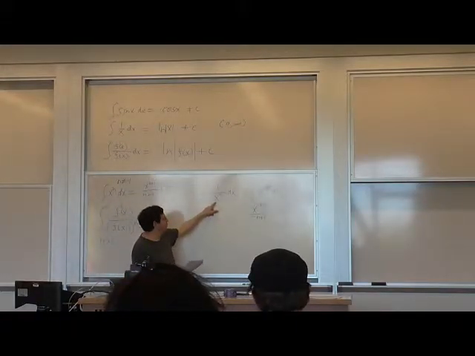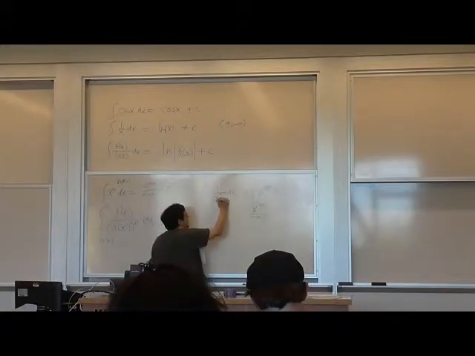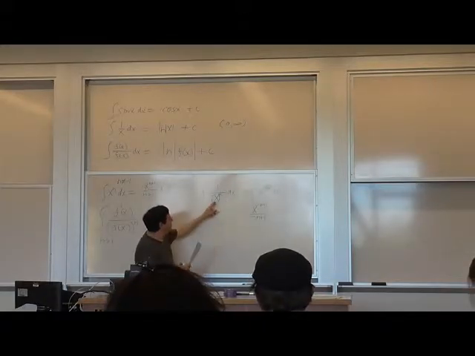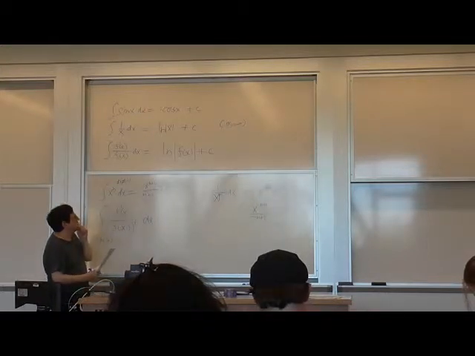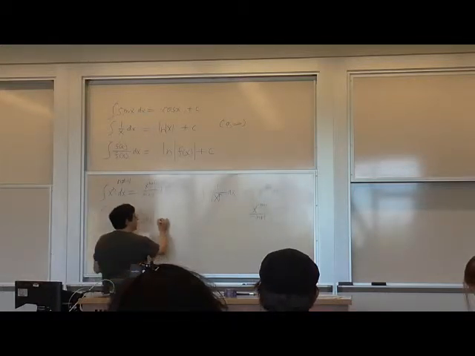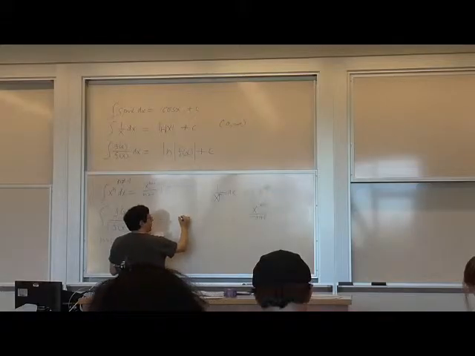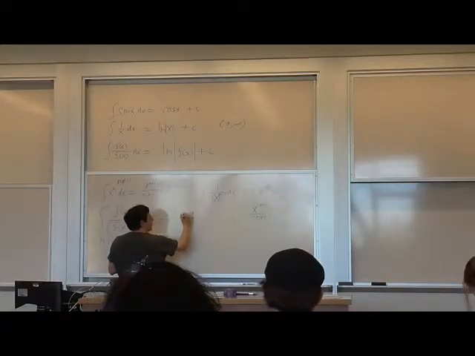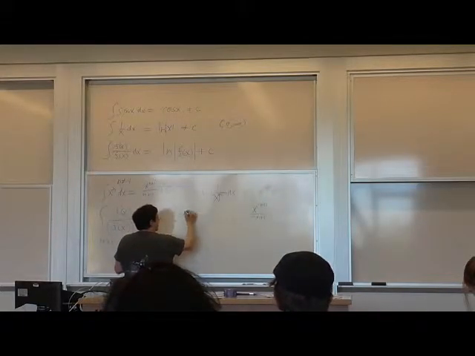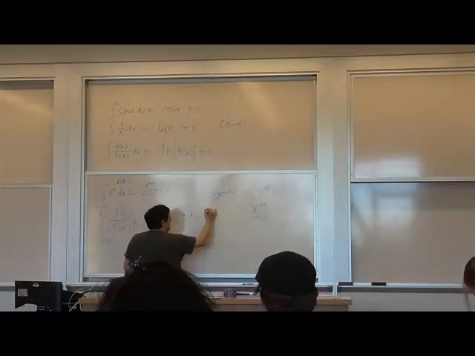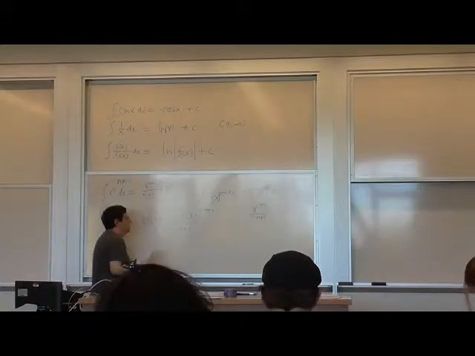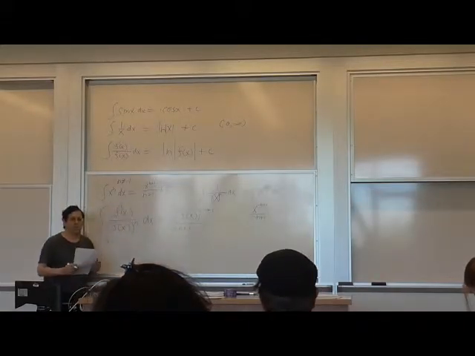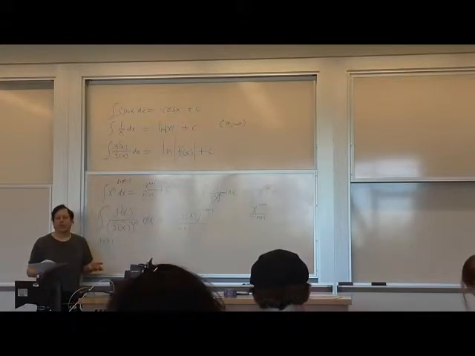And as we saw before, the derivative of this function inside here is just 1. So we might think, okay, is it possible that this is f of x to the minus n plus 1 over minus n plus 1? Well, how are we going to determine whether that's correct or not?